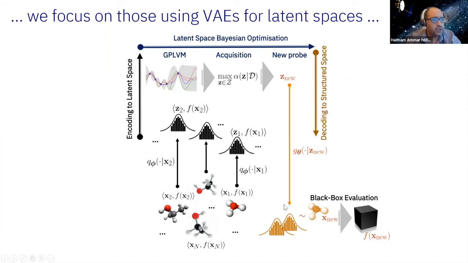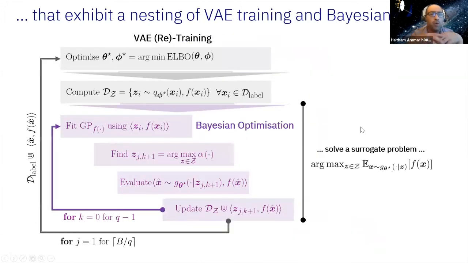And then that gives me a distribution in my input space, right? So that corresponds to what the model believes in the latent space is a good thing to explore. And then we sample from this distribution, we evaluate the black box, and this process repeats. So more formally, what is happening is the following.